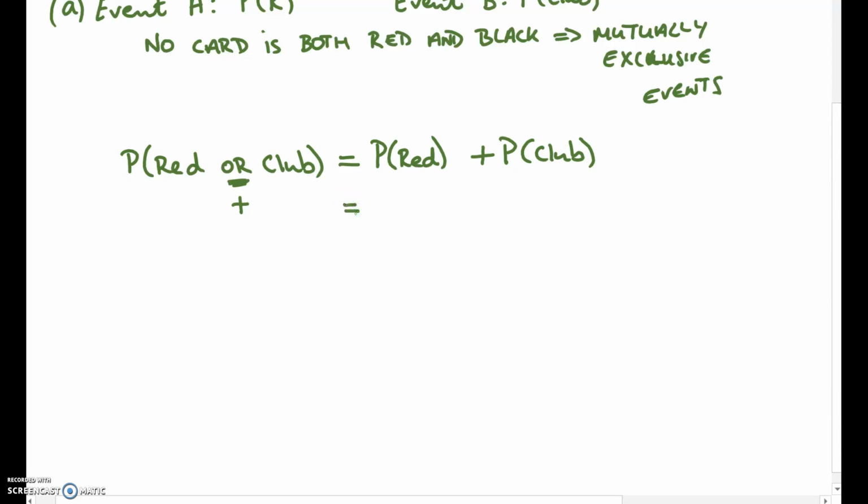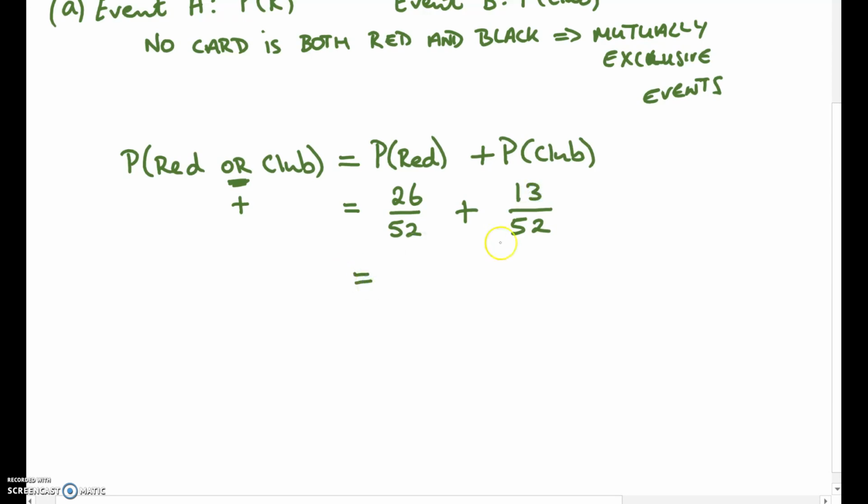Okay, so we're taking a card out of a deck. There are 52 cards in the deck, and half of them, 26 of them, are red. So the probability of getting a red card is 26 out of 52. Now let's imagine we were trying for a club. Well, of the 52 cards in the deck, 13 of them are clubs.